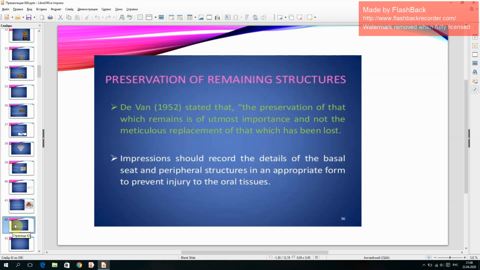Preservation of remaining structures. One stated that the preservation of that which remains is of utmost importance, and not the meticulous replacement of that which has been lost. Impressions should record the details of the basal seat and peripheral structures in an appropriate form to prevent injury to the oral tissues.